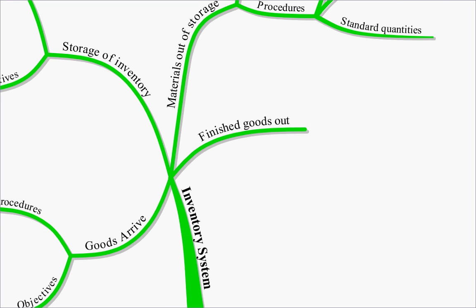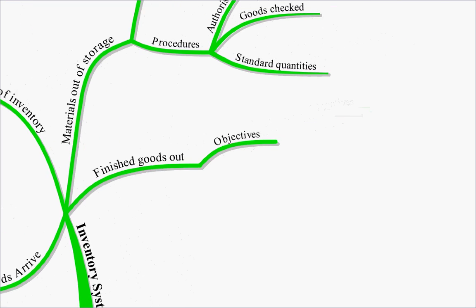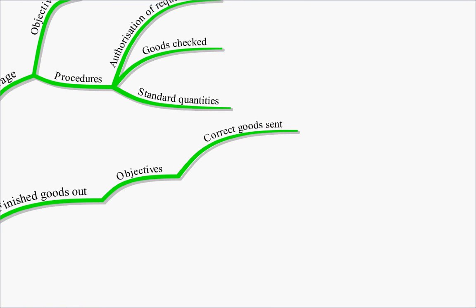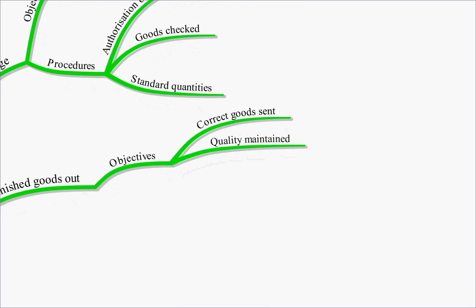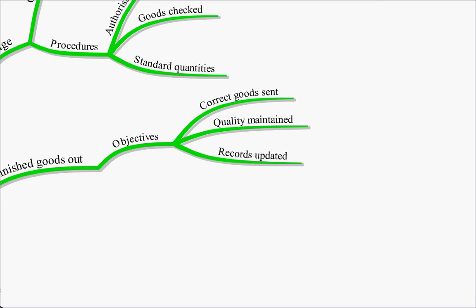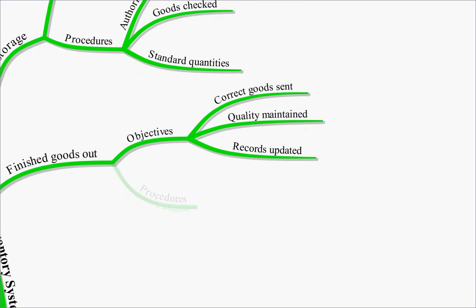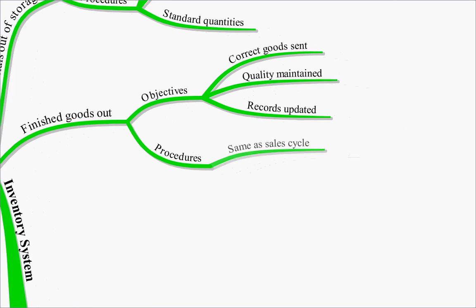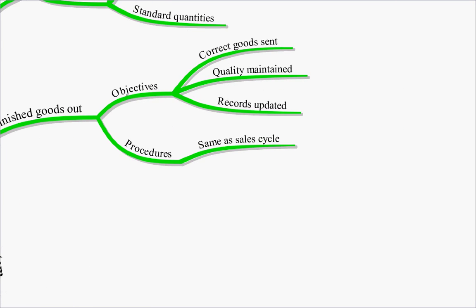So finished goods out of storage then. The objectives are that the correct goods are sent, that quality is maintained, and that you update your records. The procedures here are the same as the sales cycle, so I'm not going to go over them all again.